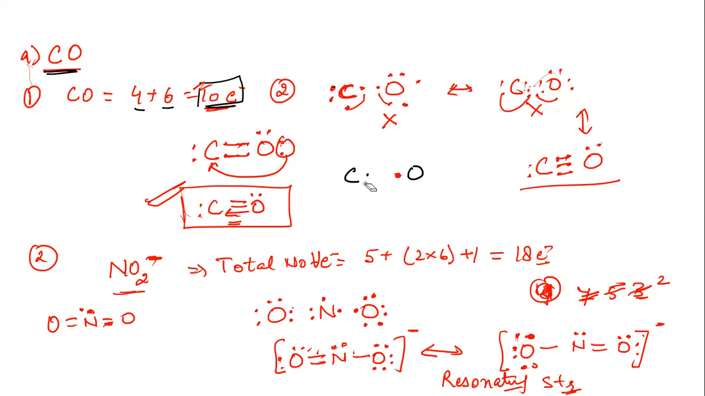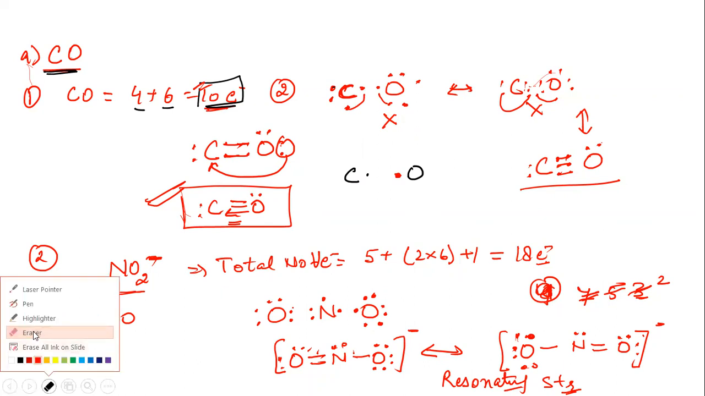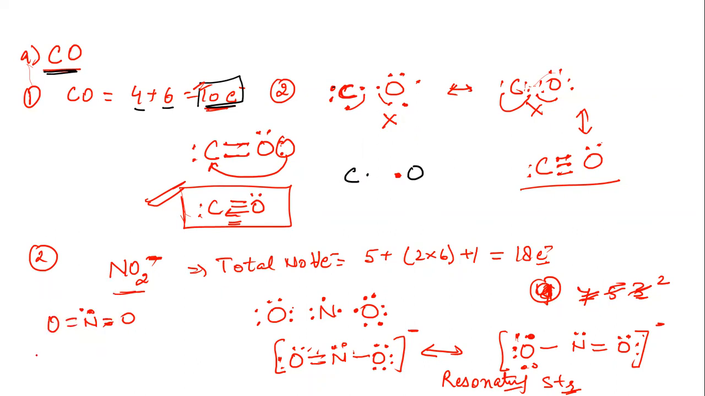So we have to draw a structure such that the octet rule is complete for both. Now suppose we make a double bond over there. In this case, do we have anything? We have 1, 2, 3, 4, 5, 6, 7, 8, 9, 10.